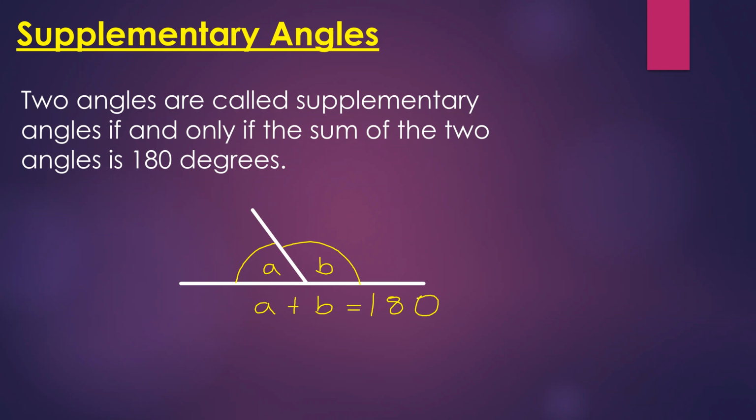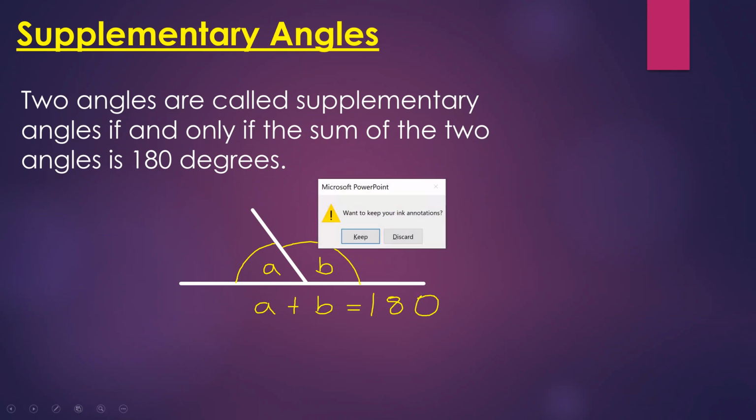All right, so two angles are supplementary angles if and only if the sum of the two angles is 180 degrees. All right, so let's continue. Let's do examples.